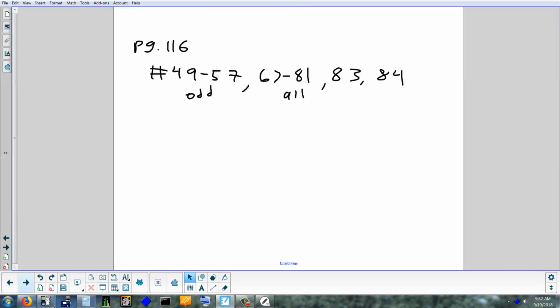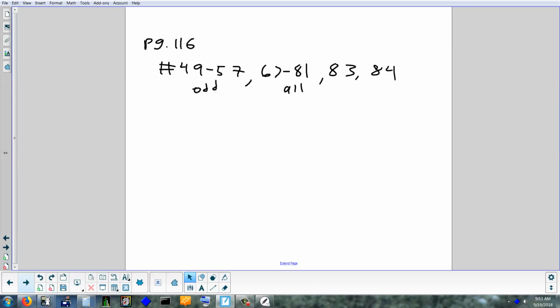That's the easiest. So the homework tonight on page 116, it's 49 to 57 odd, 67 to 81 all, so you need a calculator for every one of those, and then 83 and 84. Okay, so we'll go over the homework tomorrow. We'll do a review, kind of working in groups, practice for the test, and then we'll have our test on Friday.